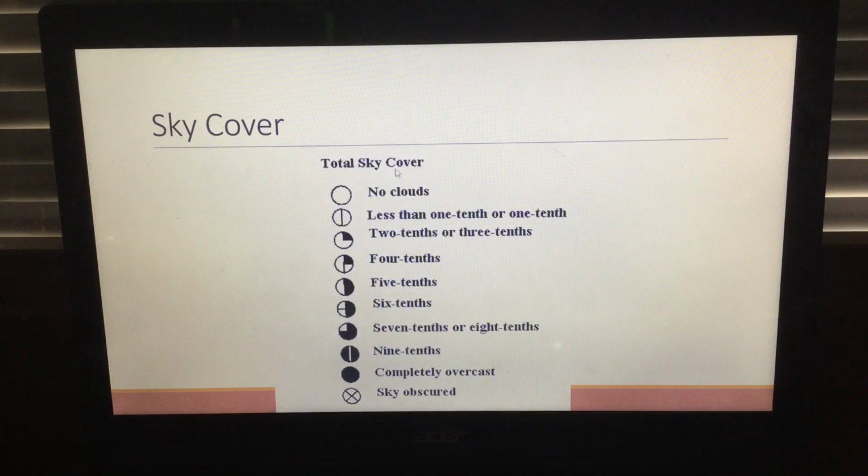Just a quick rundown of sky cover, very easy. An empty circle means no clouds, and then as the circle fills up, we get more and more cloud coverage. You guys with me so far? Very, very easy to remember.